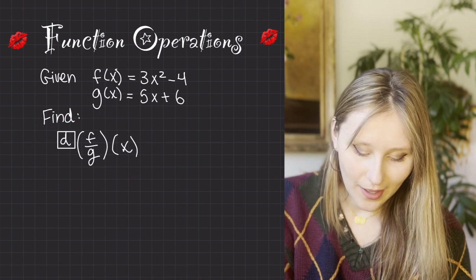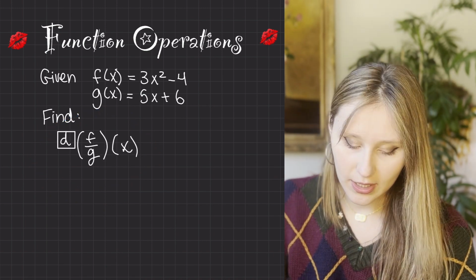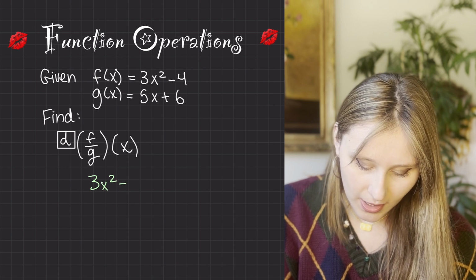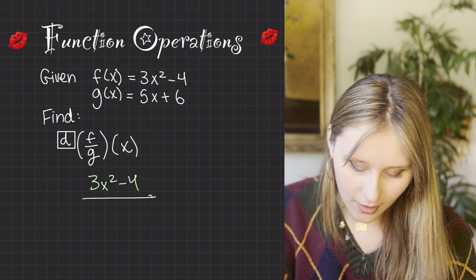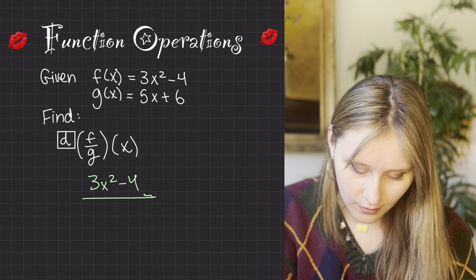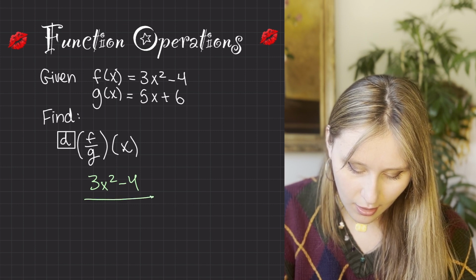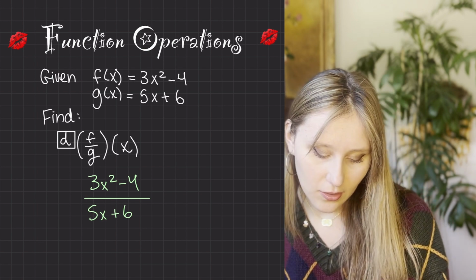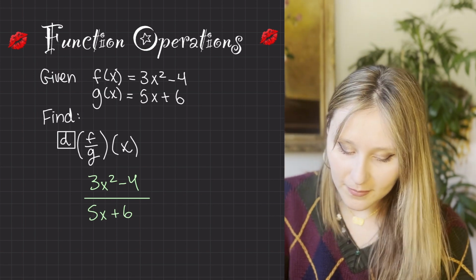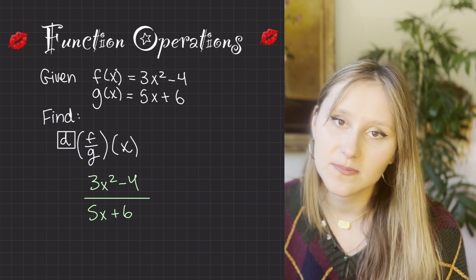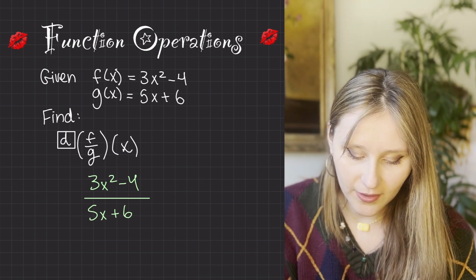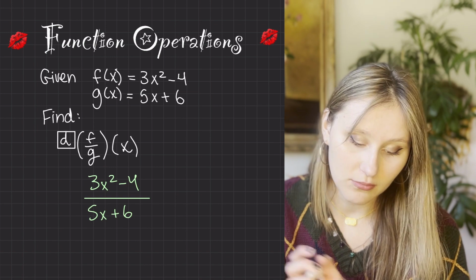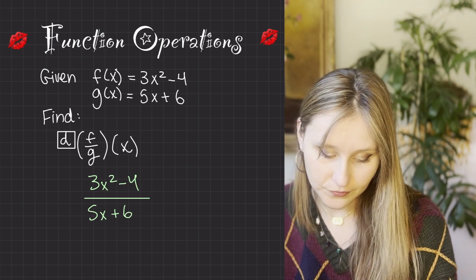Okay. We have f over g of x. So we get 3x squared minus 4 all over 5x plus 6. For me, I'm not going to do anything. I'm just going to leave that there. We're not going to simplify this, because tell me how you would do that. I don't know.